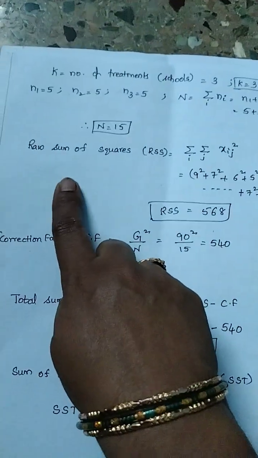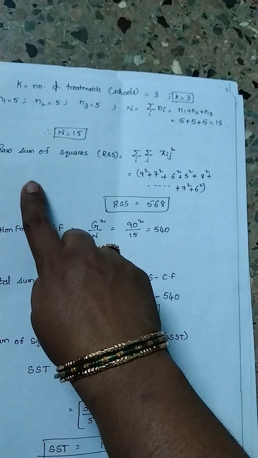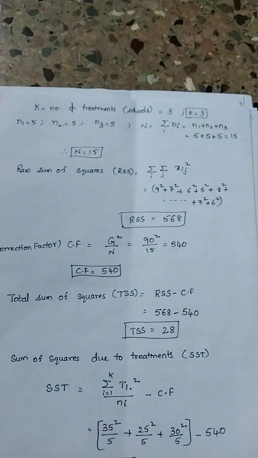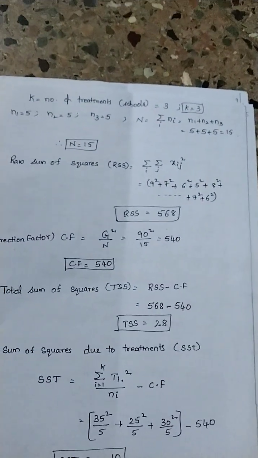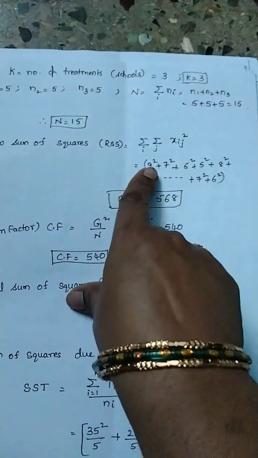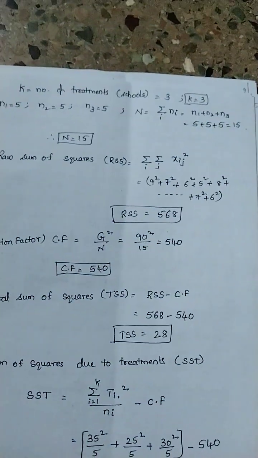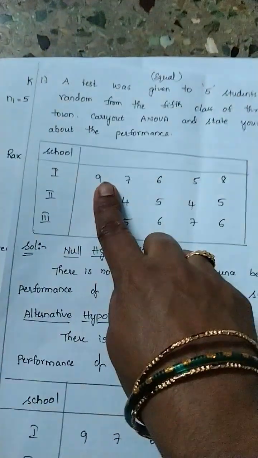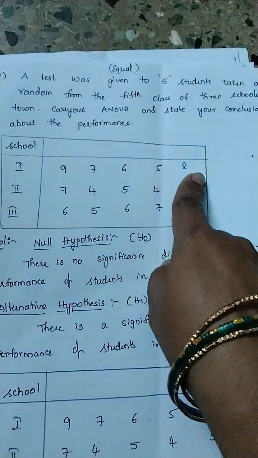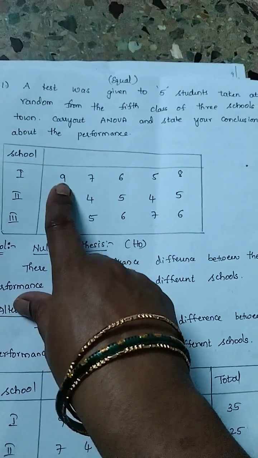Now you are going to find out the next step, that is raw sum of squares. Where raw sum of squares means what? Each value will be squared and added. See, in your question, what are you having? 9, 7, 6, 5, 8. Everything will be squared and added.